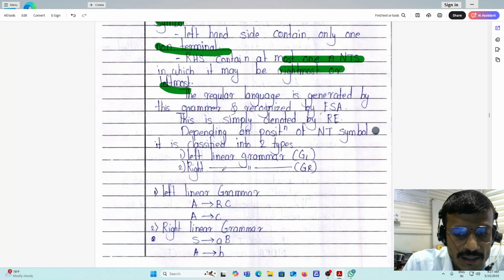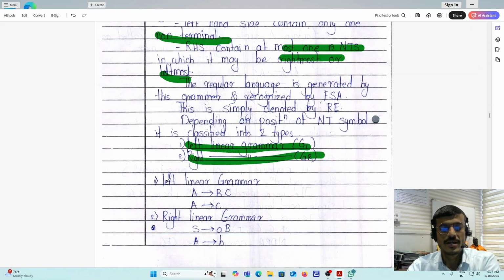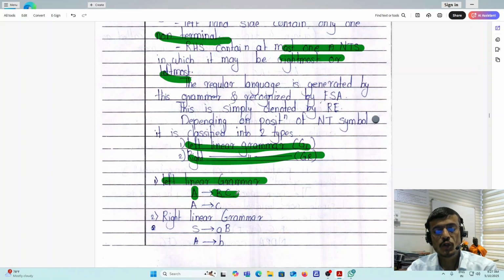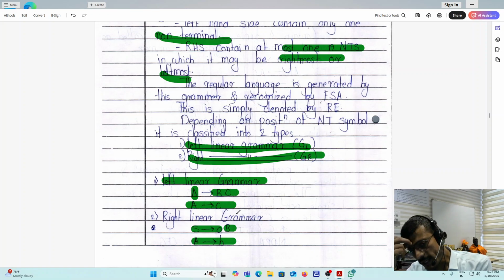And you can see here, it is classified into two types. The first one is the left linear grammar and the second one is the right linear grammar. In the case of left linear grammar, you can see on the LHS a single non-terminal symbol, A tends to BC, A tends to C. That is the example of left linear. And in the right linear, you can see S tends to small a capital P, and A tends to small b. So these are the examples.